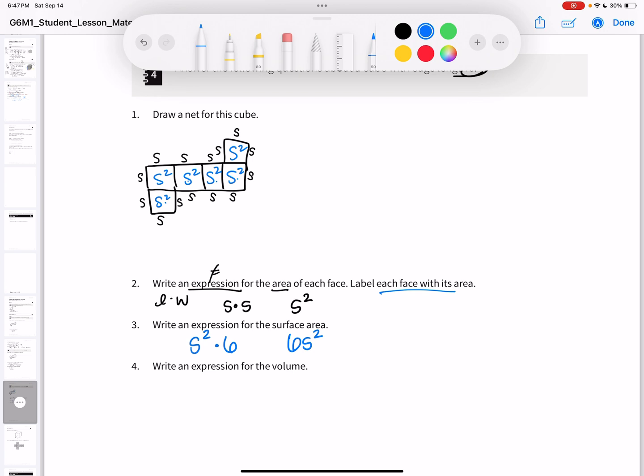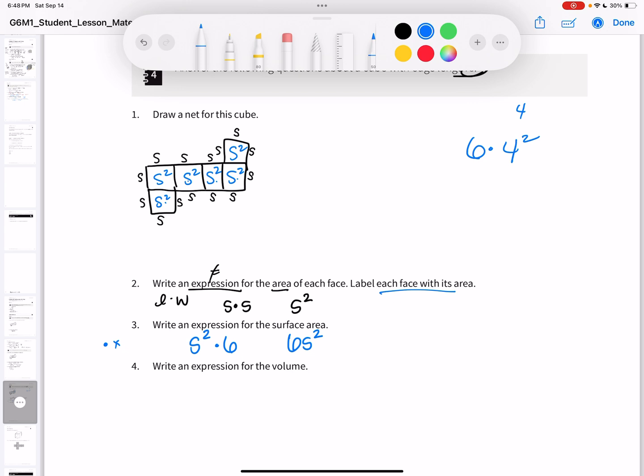And when you have a number and a letter right next to each other, you do not have to write the dot or the X because it's implied that it's there. So this is actually the expression for surface area of a cube. So if we have a side length of 4, right, we can do 6 times 4 squared to get the surface area of a cube with a side length of 4.